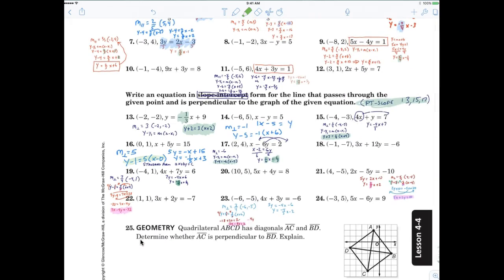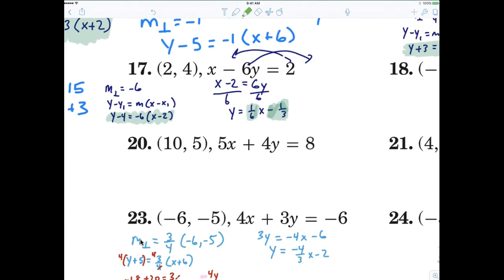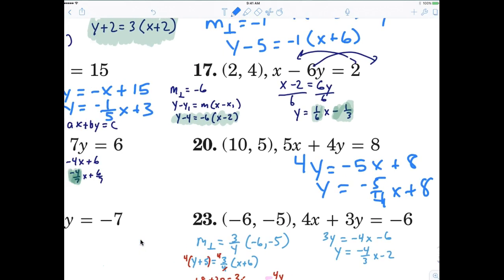Now, on question 20, we have to write it in standard form. I'm going to try to do that. In order to do standard form of the perpendicular, I've got to solve for y. So 4y is equal to negative 5x plus 8, so y is equal to negative 5/4 x plus 8. The slope of the perpendicular is the negative reciprocal, so that would be 4/5.